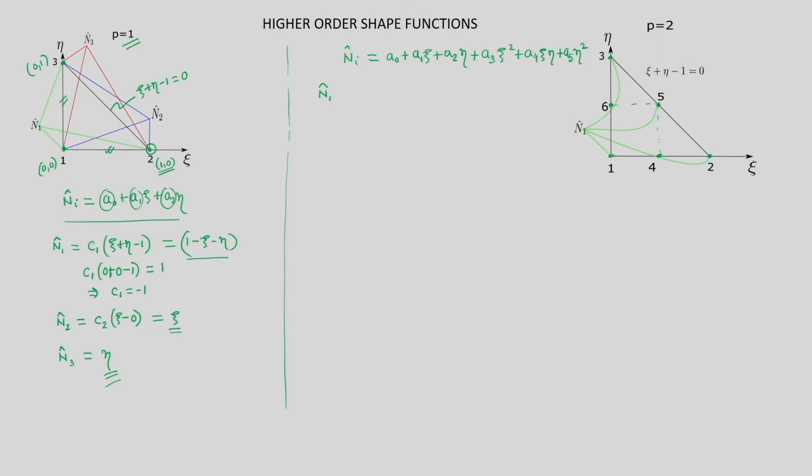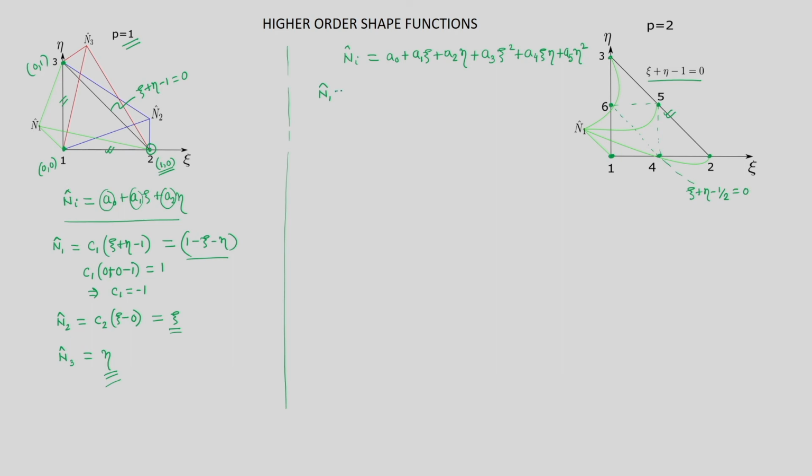N1 hat for p equal to 2 will be 1 at node 1 and 0 at all other nodes. So, it has to be 0 along the line xi plus eta minus 1 equal to 0, and it has to be 0 along the line joining 4 and 6. And what is the equation of that? The equation of that straight line will be xi plus eta minus half is 0.